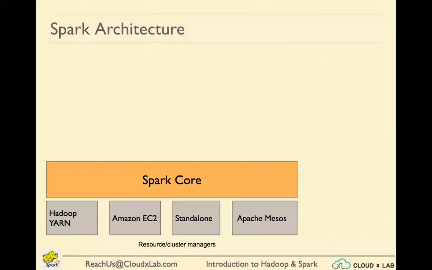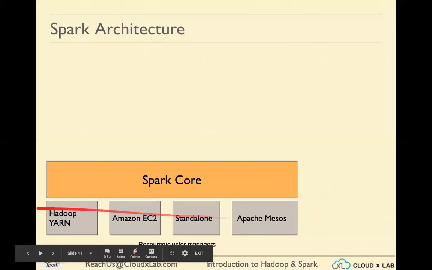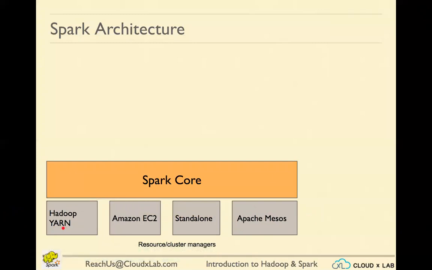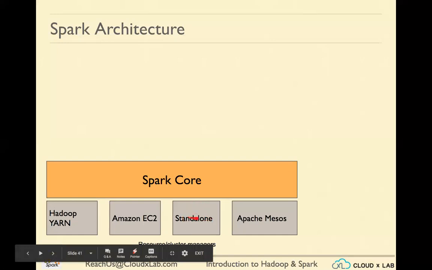Spark can run on top of Amazon EC2. Spark can run on something called Mesos. Mesos is similar to Hadoop's Yarn. Hadoop has Yarn. The Yarn is like a distributed operating system which can help you in running things in a network. So the fourth thing is standalone.